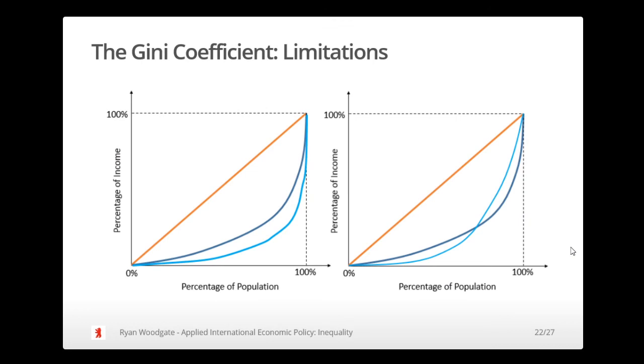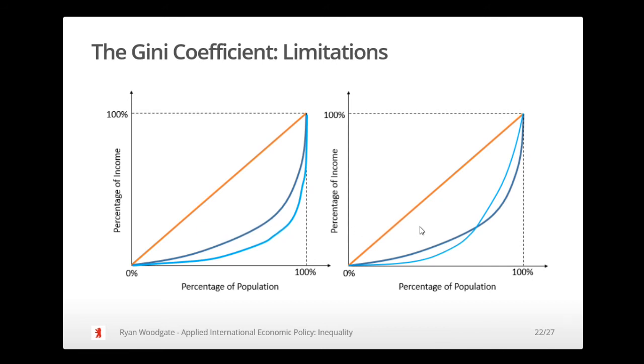Okay, before we go into functional income distribution and wrap up, a brief comment on the limitations of the Gini coefficient. Look at this first graph. We know that comparing these two Lorenz curves, the light blue one shows a more unequal distribution. That's pretty easy to compare, right? This economy is more unequal than that one.